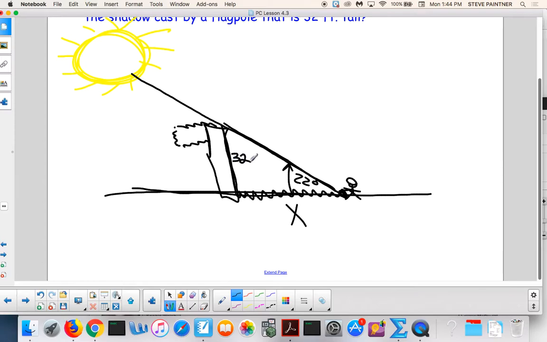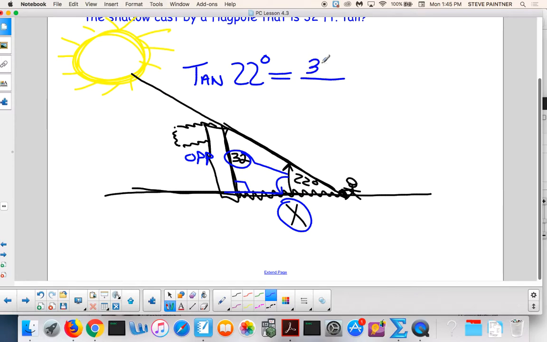32 feet. Okay. You want the shadow? Well, this side is what? Yeah, okay, here's your right triangle. This is called the what side? Opposite. This is opposite. This side's called what? That's called the adjacent. Opposite adjacent should be what? Tangent. You should have used tangent of 22 degrees equals opposite, 32 over the shadow, x, the adjacent. And that is the correct setup.